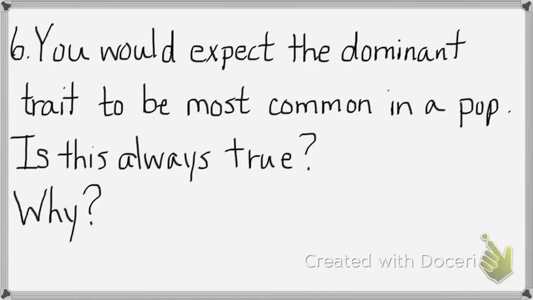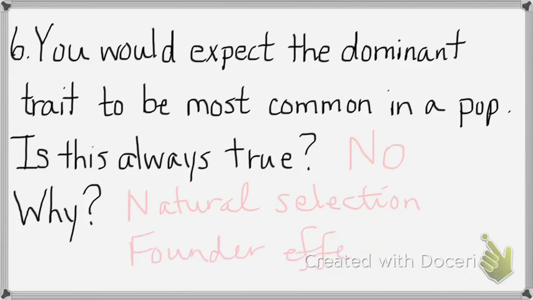Question number 6. You would expect the dominant trait to be the most common in a population. Is this always true? No. Okay, can you give me some reasons why the dominant might not be that common? It could just get all recessive. Yeah, but why would recessive be so common? Okay, so it could be natural selection has favored the recessive. That might be a reason. Maybe the founders of that population were all recessive. Then you'd have the founder effect. It's another possibility.